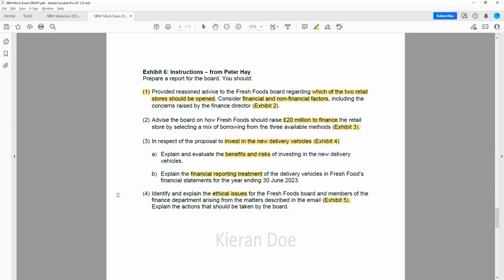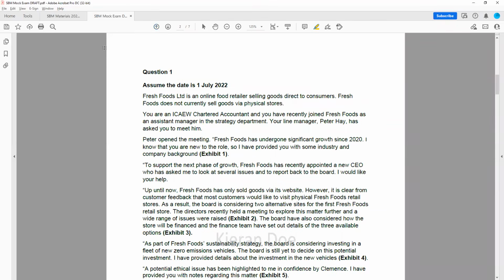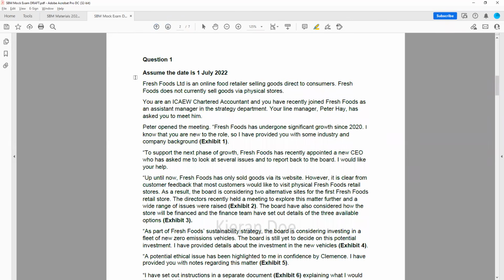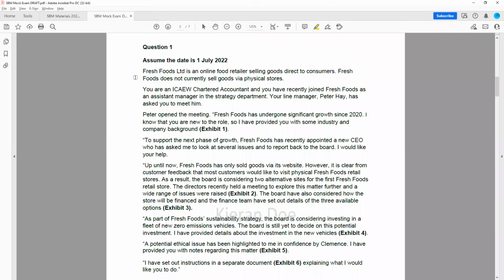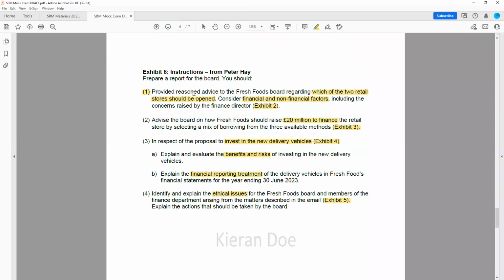So once you've allocated your time, and again, we'll talk a bit more about this later on, you can then make a start on the question. So we would have familiarized ourselves with what's in each exhibit. And of course, we know what the first requirement is. So we'll tackle this first of all, but we're looking to provide advice to the board regarding which of the 2 retail stores should be opened, considering financial and non-financial factors, including concerns raised by the FD.